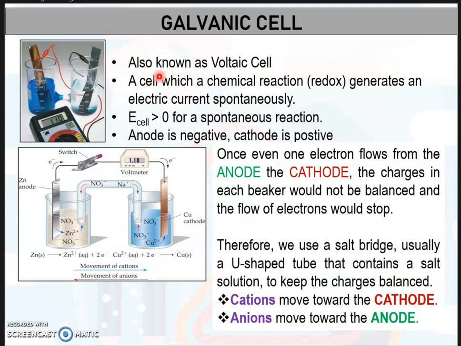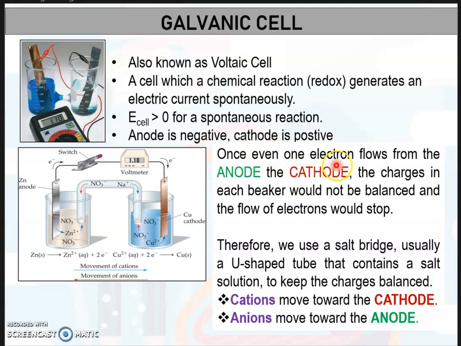Okay. First, we look at the galvanic cell first. Galvanic cell or voltaic cell. This cell is also known as voltaic cell. A cell in which a chemical reaction generates an electric current spontaneously. E naught cell is bigger than 0 for spontaneous reaction. If the E cell is bigger than 0, the reaction is spontaneous. Anode is negative, cathode is positive.